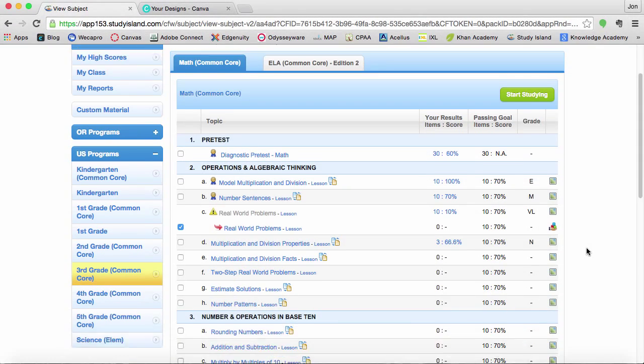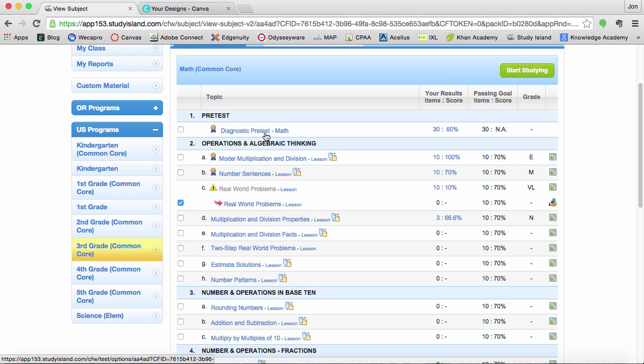Okay, so now let's interpret a little bit of what we've done here. We did the diagnostic pretest. It's done. I can say I got a 60%. This first lesson, I got a blue ribbon because I did mastery in it. I did 10 questions. I got 100% on them. The passing score was needing to do 10 questions and get 70% right. But since I got 100% right, I got an E for exceeds.